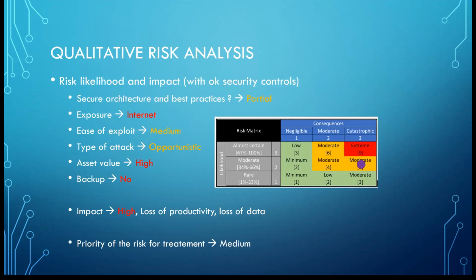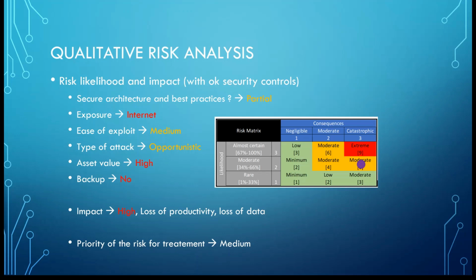Now I've put some security controls. I've put some, not all. I've done some effort, for example. I have implemented partially the best practices and a secure architecture. I'm still exposed to the internet. The ease of exploit is then suddenly medium and not easy anymore. The type of attack is still opportunistic. My asset value is high. I've still got no backup, but the impact is still high.